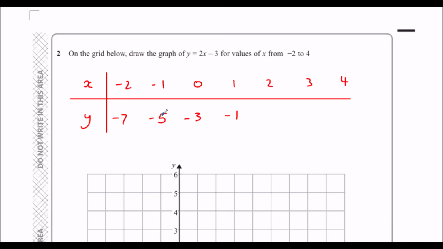So we can see it's going up in 2s, going up by 2 every time. And that's called the gradient of the graph. So it's going up in 2s every time. So we can complete the rest of the values because we can see the pattern.